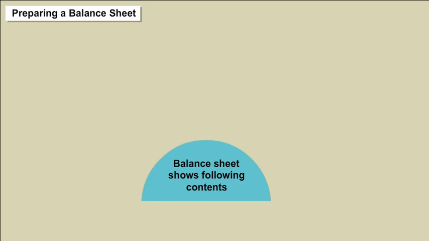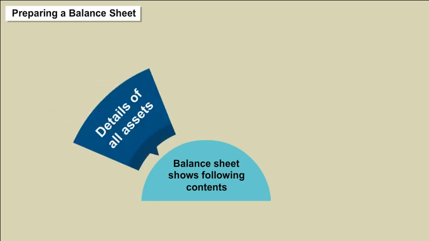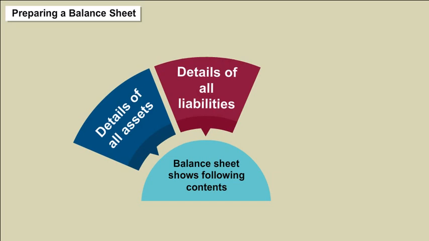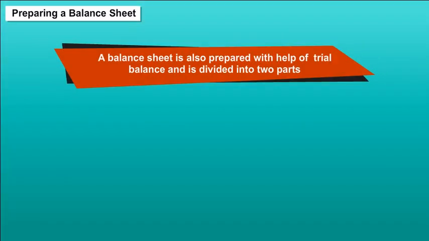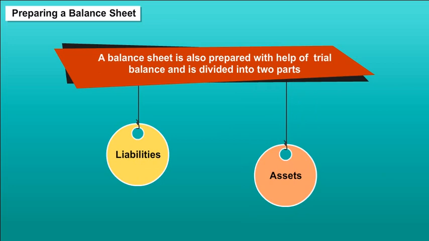Preparing a balance sheet. A balance sheet shows the following contents: details of all assets, details of all liabilities, net profit or net loss. A balance sheet is also prepared with the help of trial balance and is divided into two parts: liabilities and assets.